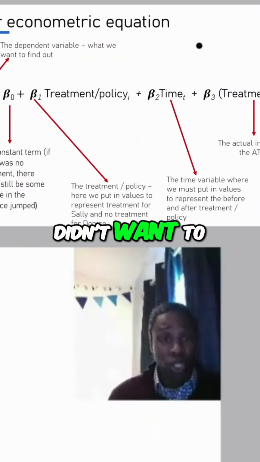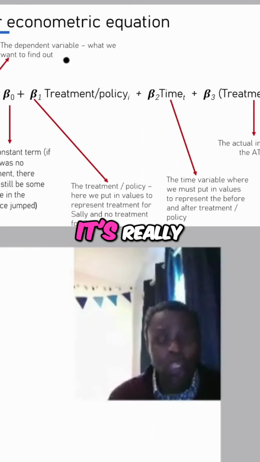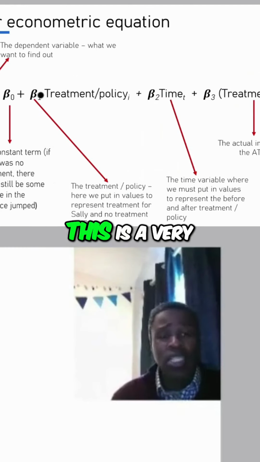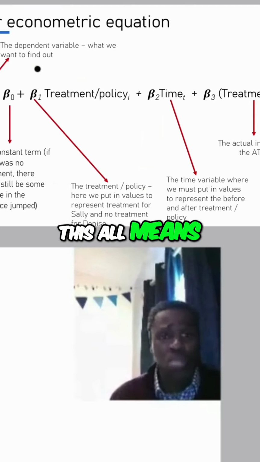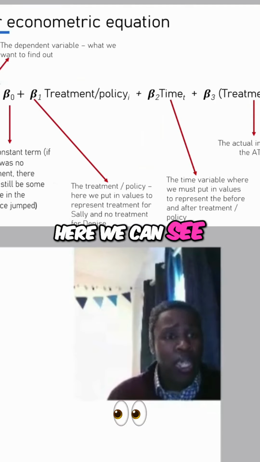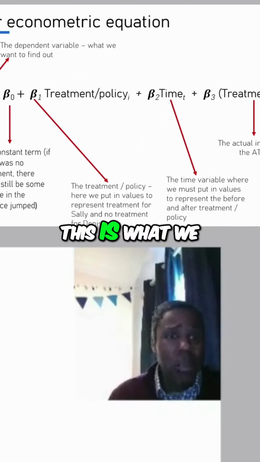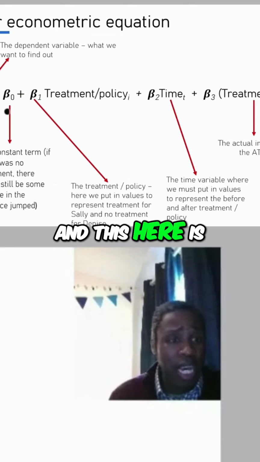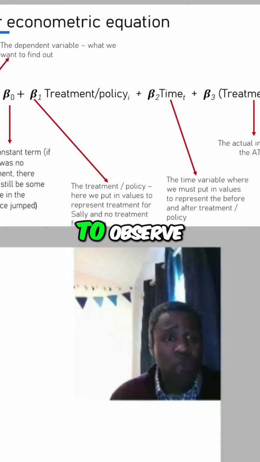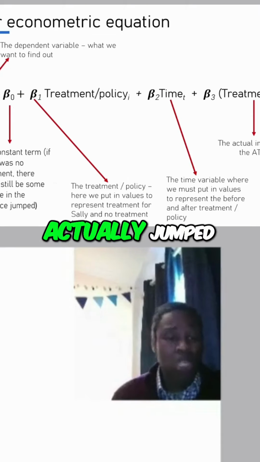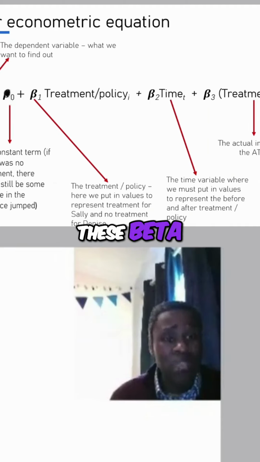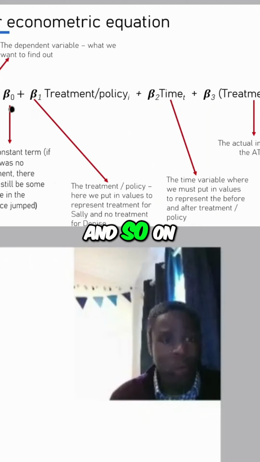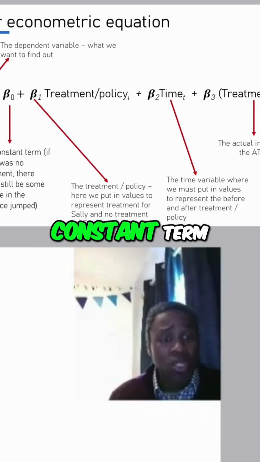Now, I did say I didn't want to geek you out too much, but here we go. It's really important to understand this. This is a very simple econometric equation, and I'll just very quickly go through what this all means. Here we can see Y_it. This is what we call the dependent variable, and this is what we're trying to observe. So we're trying to observe what Sally has actually jumped, what's her distance. And this distance is dependent on these beta values, from beta 0, beta 1, beta 2, beta 3, and so on. Beta 0 is the constant term.